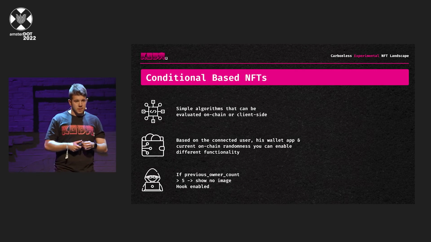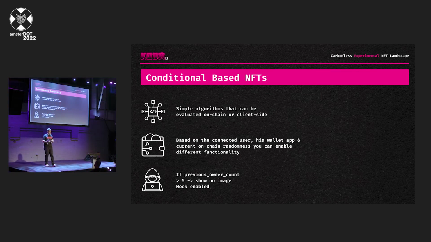Conditional NFTs are simple algorithms that can be evaluated either on-chain or on the client side. For example, based on the connected user, the wallet he's using, the wallet provider, or current on-chain randomness, we can enable specific functionality. As I mentioned before, you can change the color of the NFT, or change the shape, or render whatever else. And a nice example could be that if there is more than one previous owner of the NFT, you can say, okay, this NFT shouldn't be shown anymore, so you show no image on the marketplace.